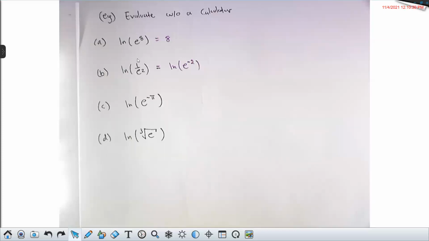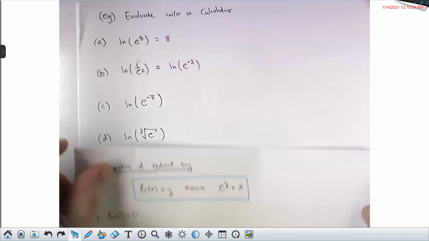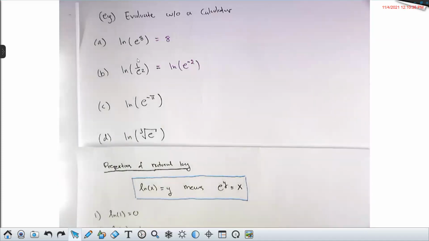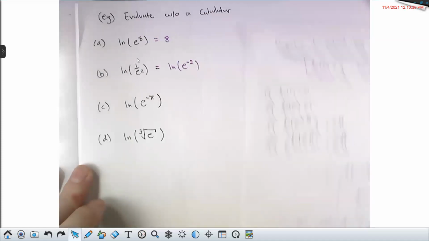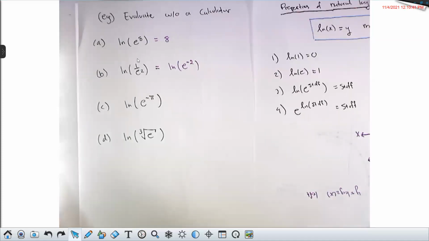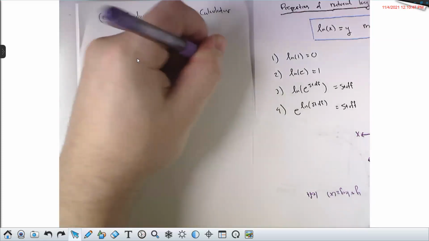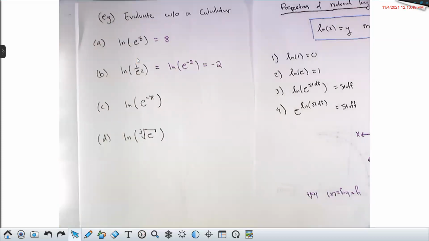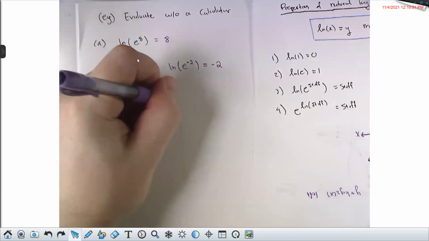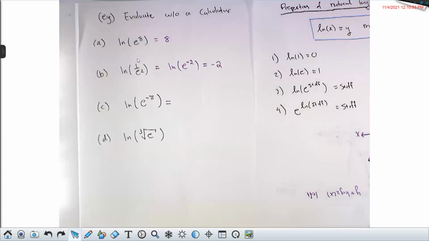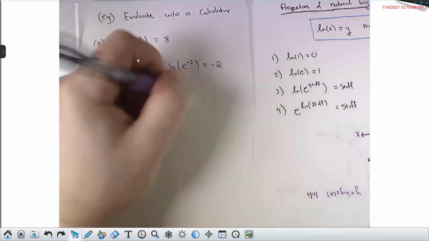It'd be useful to, let's see, where can I sneak these in here? Over here. So the ln of e to some stuff will always just be that stuff. So this is negative 2. All right, what about the natural log of e to the negative pi? Still negative pi. This has to be negative pi.